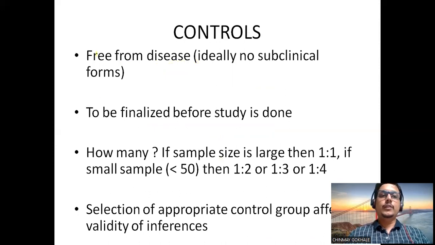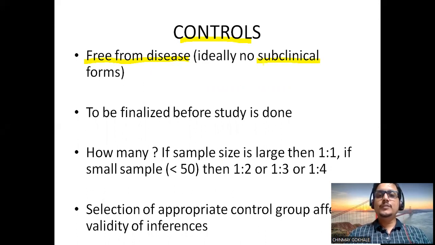Moving forward, now we are looking at the controls. This is the single most important line that needs to be understood and remembered. Cases: disease present. But obviously, if you want to have a comparison group, which is the control group, you have to have them free from disease. Now, it's one thing saying free from disease, but then there is something known as a subclinical form. So for example, in all the various examples that you would see on case control studies, in this video or in subsequent videos or in our textbooks or even over the internet, most of them would be on diseases like cancers.